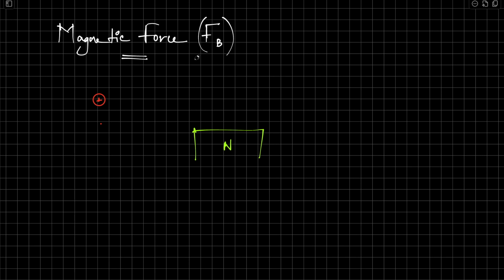So the north pole of this magnet, this is the south pole of this magnet, so there is a magnetic field pointing from north to south. When this charged particle is moving through this magnetic field, it would experience a force. We call it magnetic force, FB.